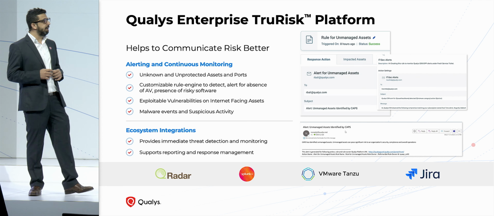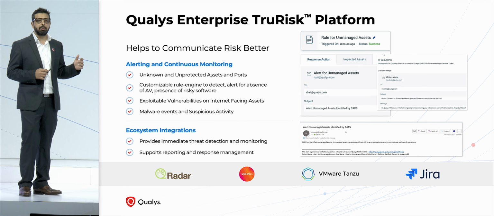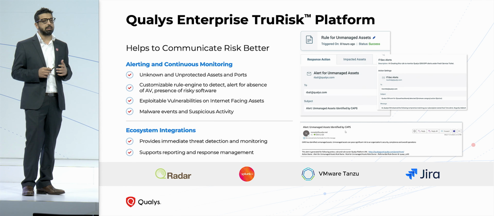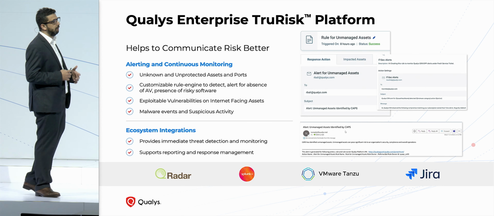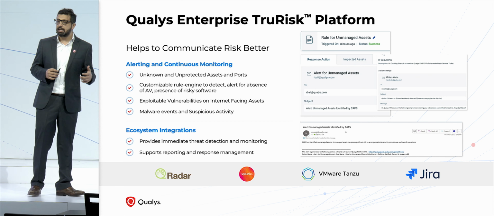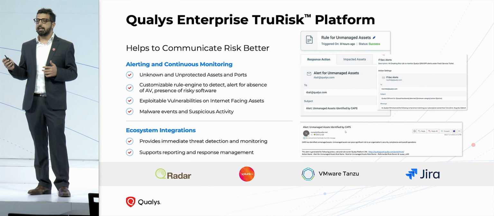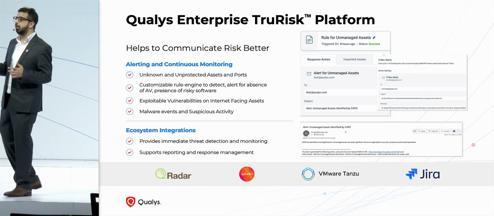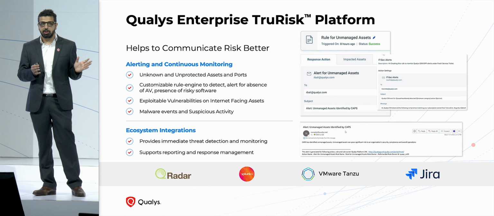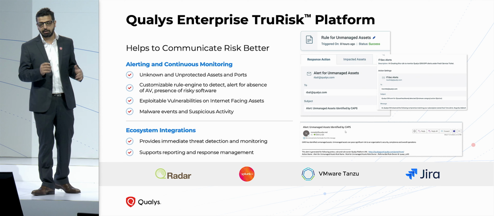Qualys also provides native integrations with tools like Jira so that you can create tickets based on your rule sets. For example, if you have a critical asset and a vulnerability with a QDS score of more than 800 is identified on it, you can automatically create a Jira ticket that will automatically be assigned to the system owner, and that will help you to reduce the mean time to communication and ultimately mean time to remediate as well.